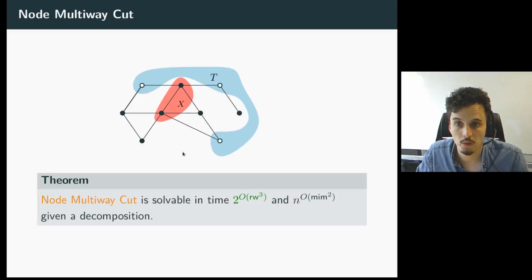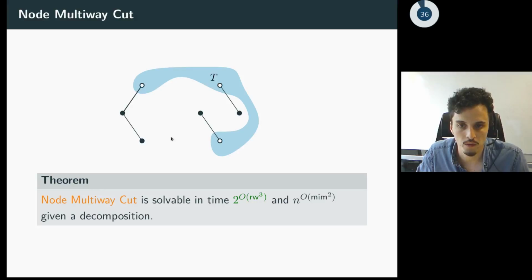Now, for Node Multiway Cut. So in this problem, we are given a graph and a set of vertices T, and we want to find a subset of vertices of minimum weight that disconnects all the vertices in T. So for example, when we remove this vertex set, we disconnect all the vertices in T.